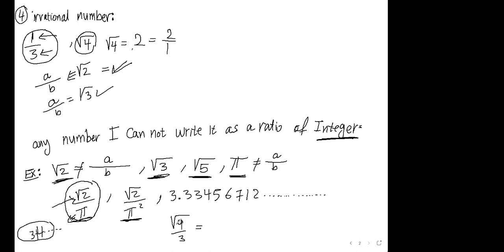Why? The square root of 9 is 3, so it is 3 over 3. Both of them are integers, and this is equal to 1. And 1 is a rational number because 1 over 1, I can write it as a ratio of integers. Anything I can write as a ratio of integers is called rational. Anything I cannot write as a ratio of integers is called irrational.